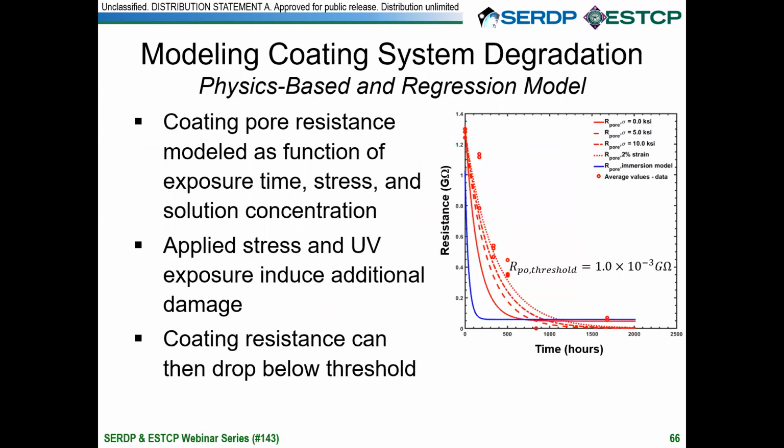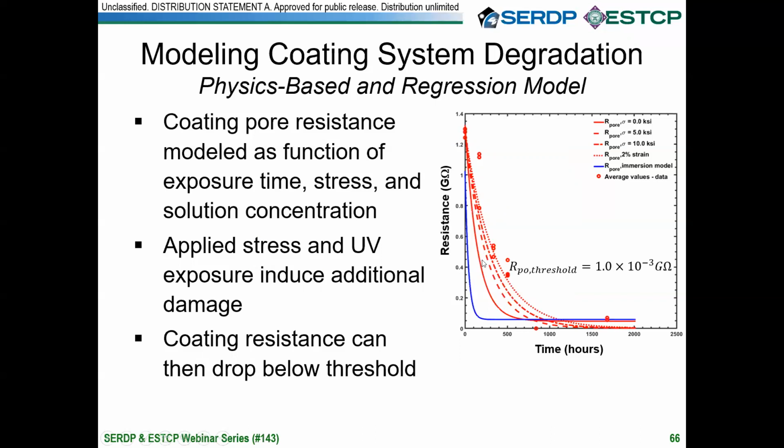So we can use a combination of a physics-based approach with simple regression models to fit the change in the pore resistance of the coating system over time in response to our laboratory-based exposure conditions. And we can see there's a difference in how the coating system responds to immersion exposure versus exposure to static stresses and UV light. So this blue line is our model for a given set of conditions for a panel that was immersed in electrolyte with a given chloride concentration.